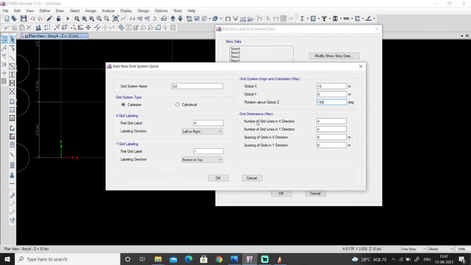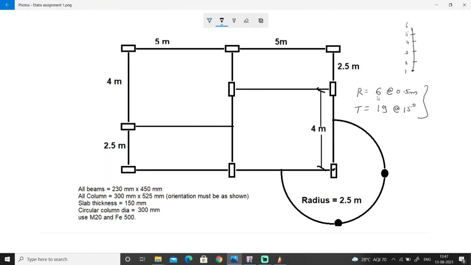So 180 degrees. First we have to select this as cylindrical. Now here it will ask the number of grid lines in the r direction. So we have seen how many grid lines we required in the r direction: 6, and in t: 19. And we will put the spacing also.